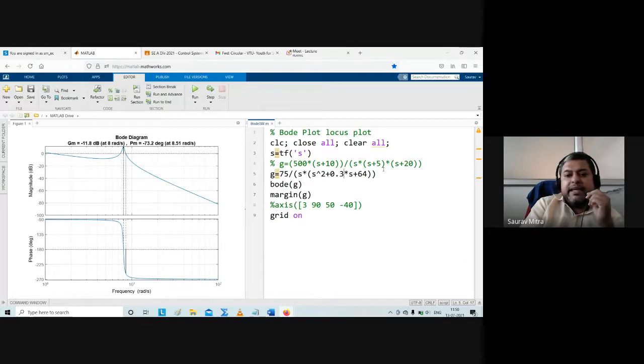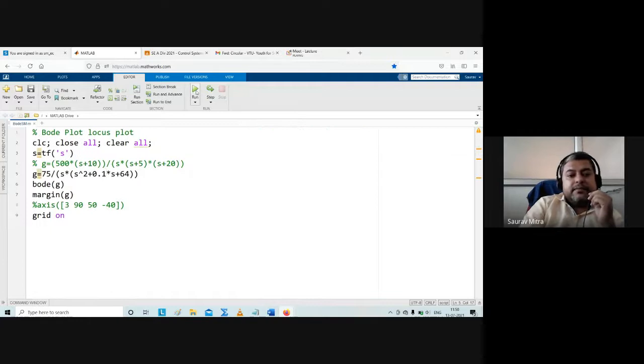And omega n is 8, because this is 64, meaning you write s square by 8 whole square, or s square by 64. And this part is 0.3. So this is 2 zeta omega n. So now 2 zeta omega n is 0.3. Reduce this further. So make it 0.1, and you will find that the hump will increase still.